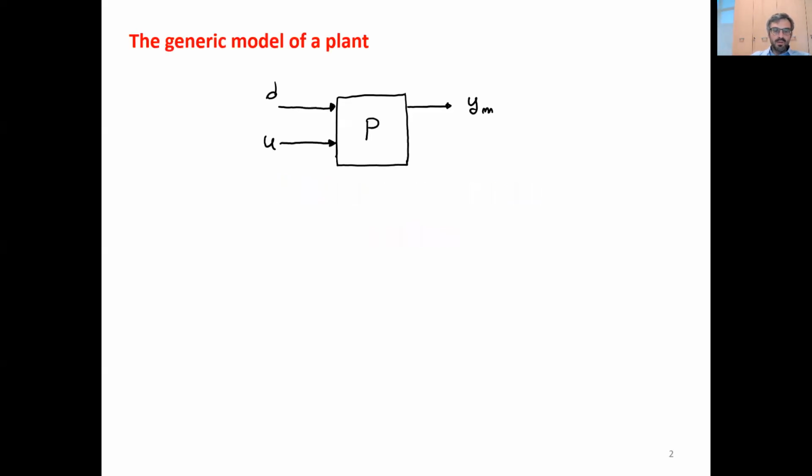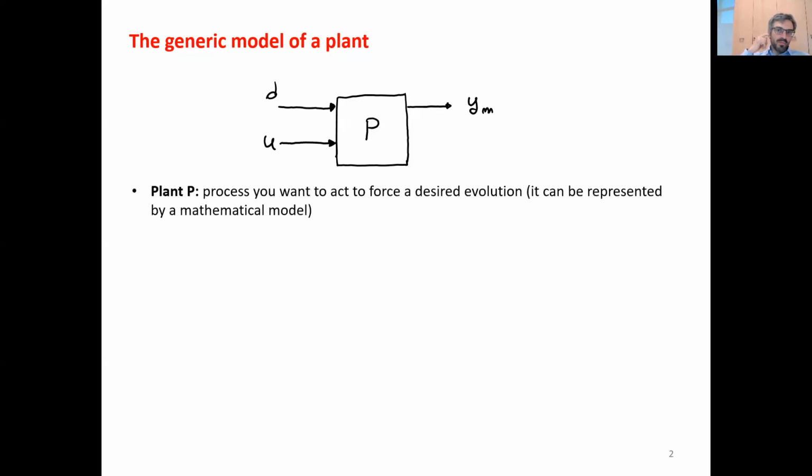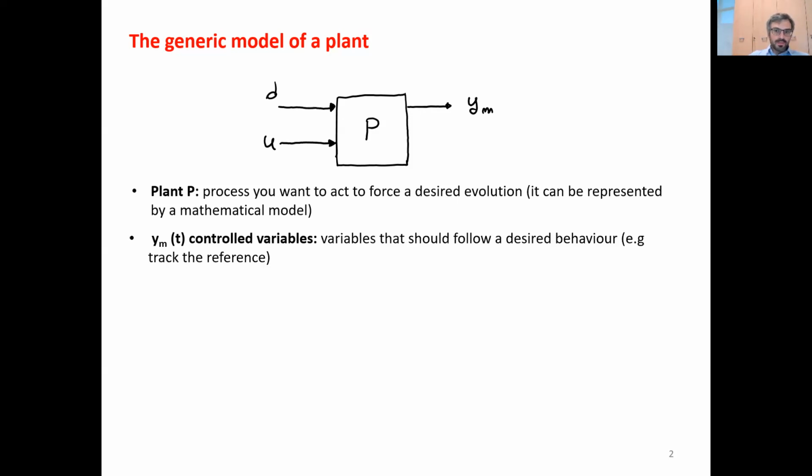And if we look at a generic model of a plant, we will repeat here some terms, but now we will provide a proper formal definition of them. The plant is the process that you want to control, where you want to act with your actuator, and from which you want the desired evolution. As we saw, the process can be represented by a mathematical model. Thanks to that, we can also design the controller based on the mathematical model.